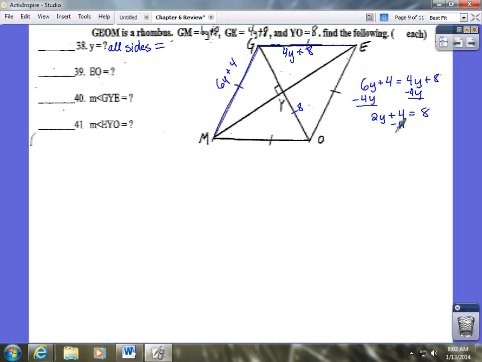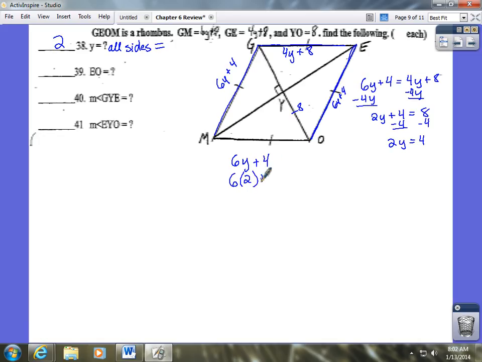Okay, remember that these numbers are not what you're going to put on your test, but this is how you're going to solve these problems. EO, I want to know the length of this. Okay, I know it's equal to all the other sides, so I'm going to go ahead and plug in y equals 2. So I can say that this equals 6y plus 4. I'm going to plug in 2, so I have 6 times 2 plus 4, which is 12 plus 4, which is 16.